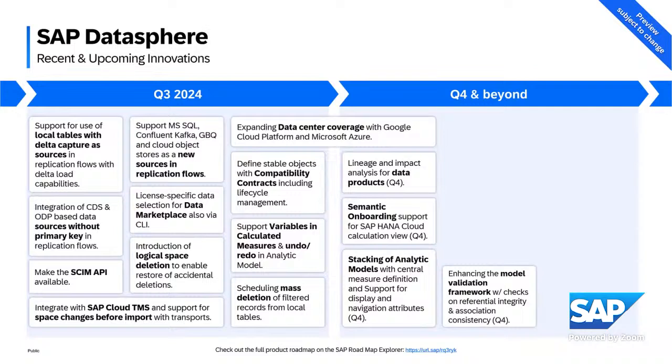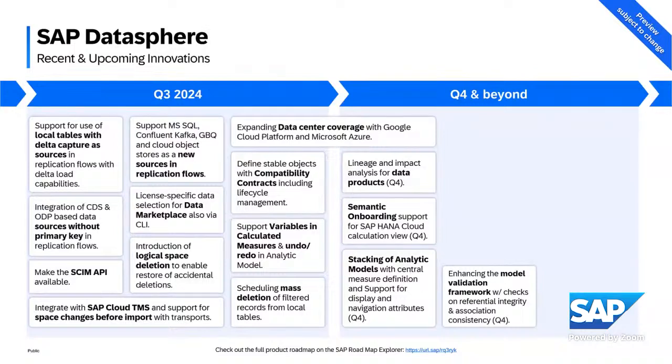Then on the lineage and impact side, where I just talked earlier about the column level lineage, we will also enhance that lineage and impact analysis with data products in Q4, or that's planned for Q4, as well as the semantic onboarding specifically with HANA Cloud calculation views is planned to be enhanced, as well as, again, on the analytic model side, there's always a lot of new enhancements coming where we plan for the end of the year the stacking of analytic models, also with central measure definition, as well as support for display navigational attributes there.